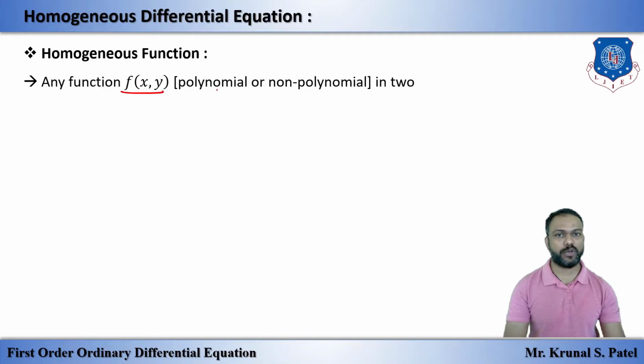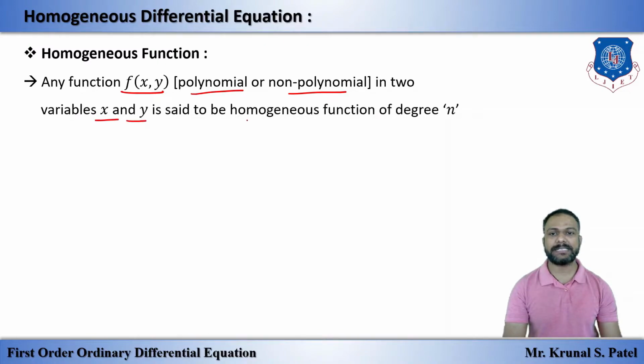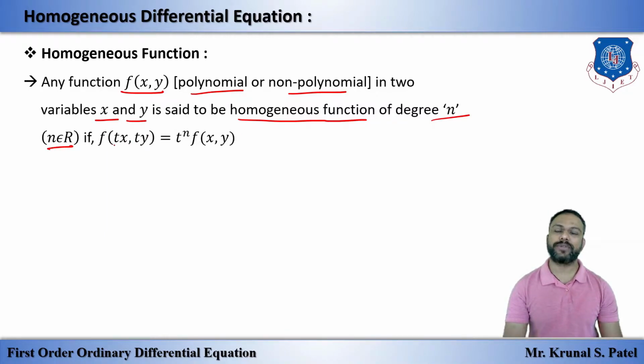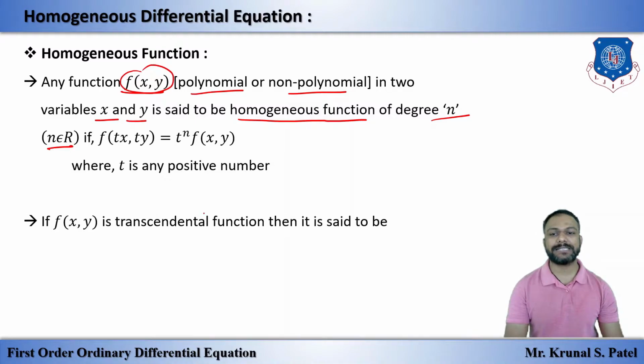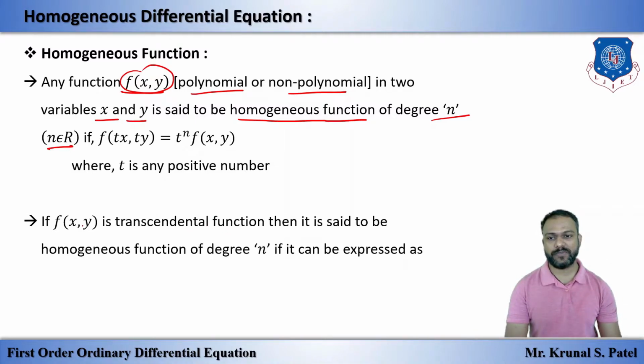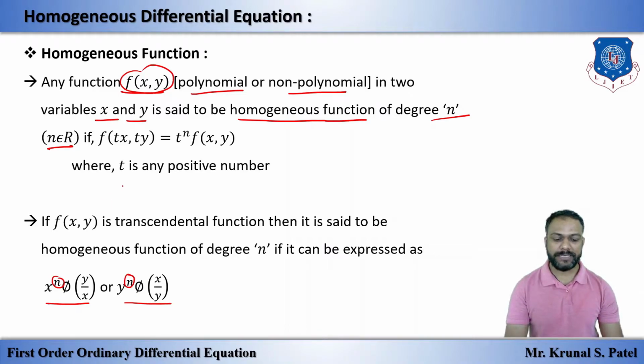Any function f of x comma y, that means either polynomial or non-polynomial, in two variables x and y is said to be a homogeneous function of degree n, where n belongs to R, if f of tx comma ty is equal to t raised to n times f of x comma y. Then we can say that the given function is a homogeneous function, and this t is any positive number. Or if this function is a transcendental function, and we can write it in this form, then we can say that it is a homogeneous function with degree n. This definition we already studied in the first semester in the partial derivative chapter. Same concept for homogeneous function.